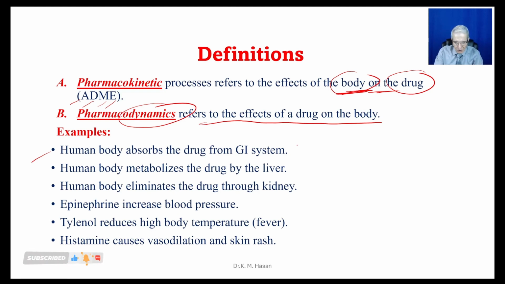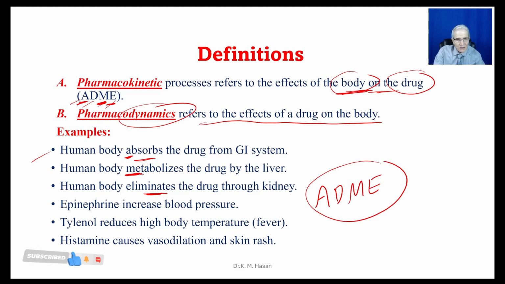Okay, human body metabolized. We have absorption here, with A. Human body metabolized the drug by the liver. Metabolism, number two. Okay, then the human body eliminates the drug through the kidneys, elimination. So ADME, this is the abbreviation for the pharmacokinetic: absorption, distribution, metabolism, and elimination. These main processes will be practiced on the drug. So the drug will be absorbed, the drug will be distributed, the drug will be metabolized, and at the end, the drug will be eliminated from our body.